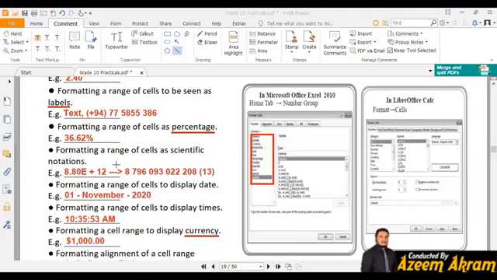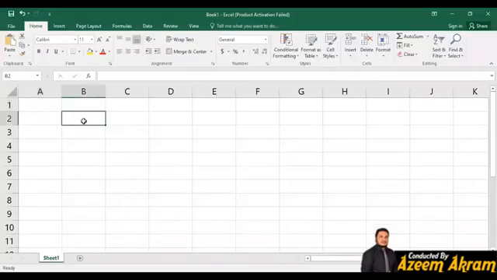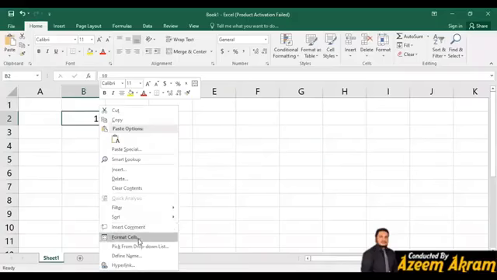So I'll open an Excel. Just to show you here, I'll zoom it, and then I'll share the screen for you. Here, if I apply 10, right click on it, then there is something called format cell.